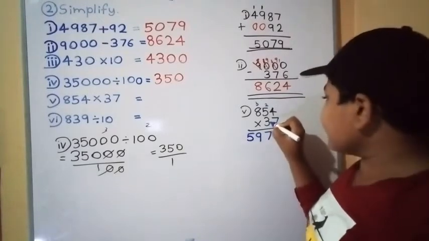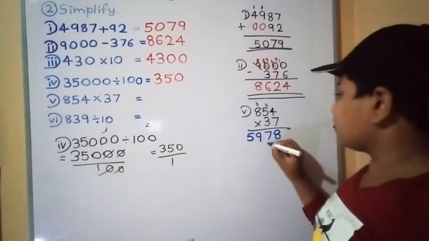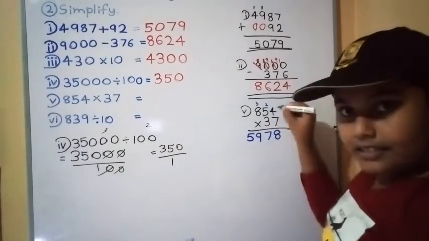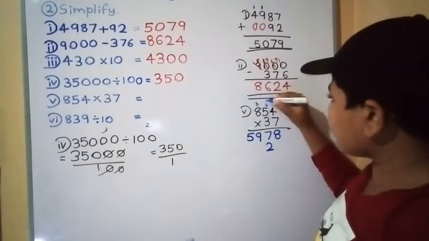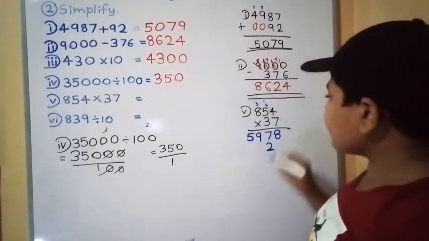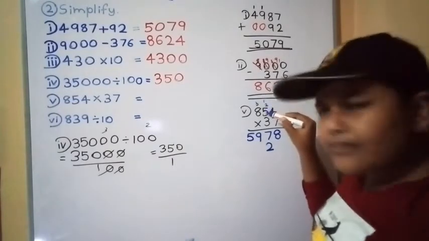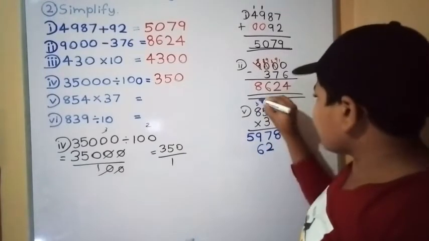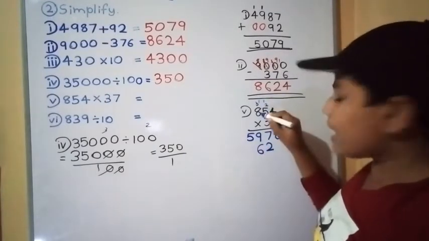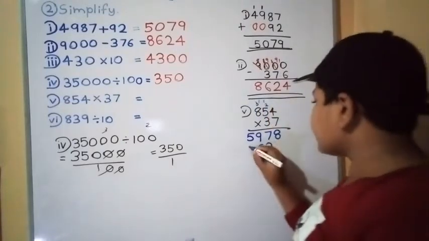Next, this 3 multiplied by 4 is 12. Now, you want to write this unit, right? 12. And there remains 1 next. Right? 3 multiplied by 5 is 15. 15 plus 1 is 16. Now, there remains again 1. 3 multiplied by 8 is 24. Plus 1 is 25.